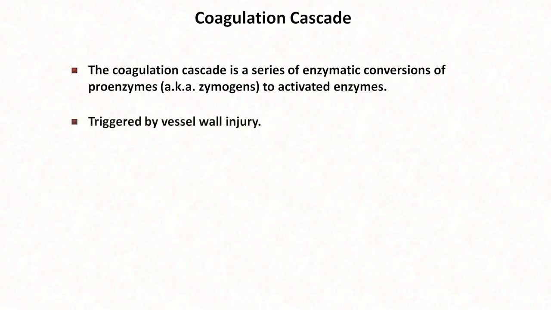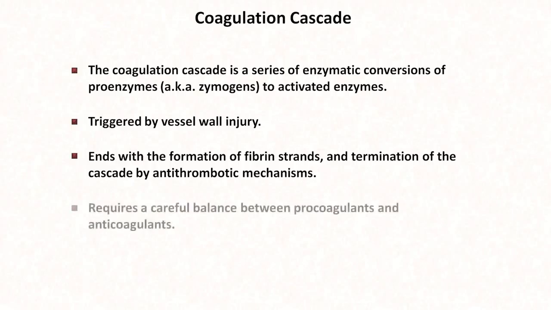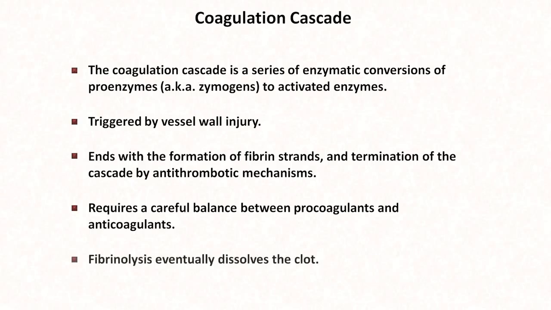Its initial trigger is normally vessel wall injury. It ends with the formation of fibrin strands and the termination of the cascade by various antithrombotic mechanisms. Remembering from before, it requires a careful balance between procoagulants and anticoagulants. Too much procoagulants and spontaneous clotting will occur, resulting in deep venous thromboses and pulmonary emboli. Too much anticoagulants and excessive bleeding and hemorrhaging will occur. Finally, the process of fibrinolysis eventually dissolves the clot.